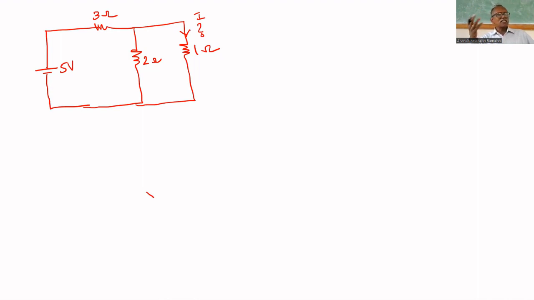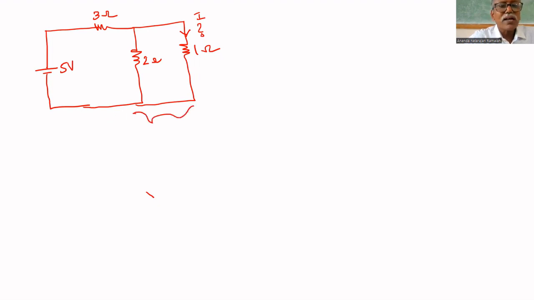But here it is a single source, that's why we can reduce it into a single equivalent resistance and find the current. This circuit consists of only one source. That's why we can find the equivalent resistance and solve. Where to start? We have to take the part far away from the source. This part is far away from the source.